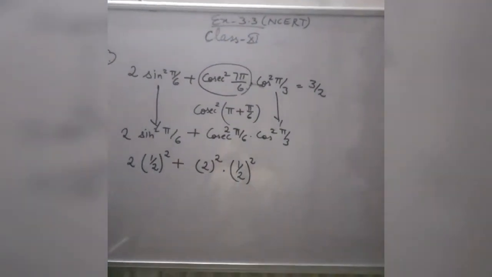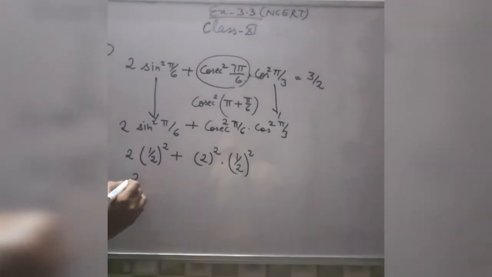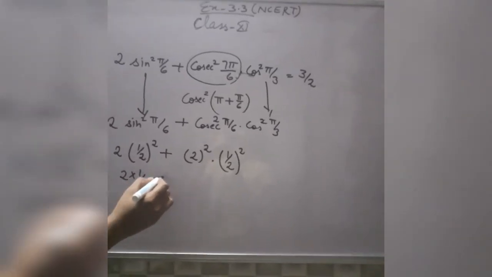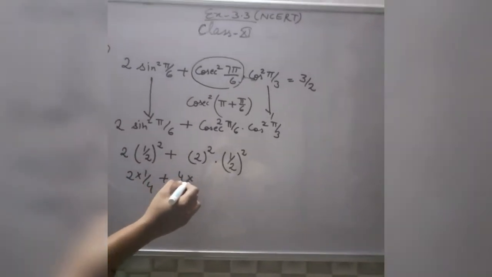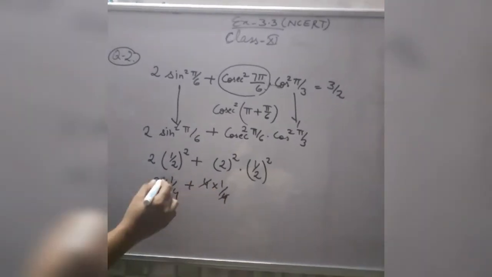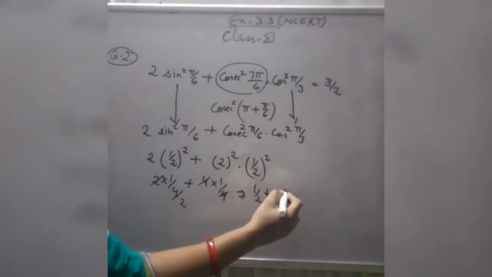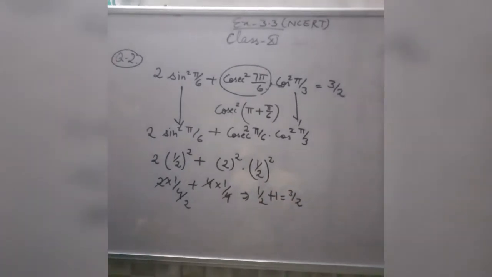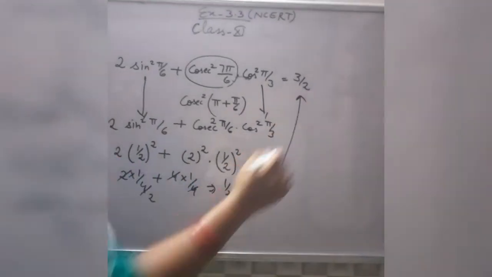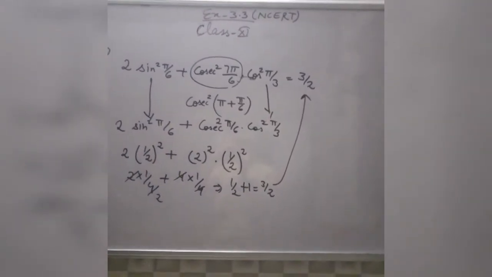Take square of half. Now 1 by 2 square becomes 2 into 1 by 4 plus 2 square, 4, into 1 by 4. This 4 is cancelled, this 2 is also cancelled. It becomes half plus 1, which is equal to 3 by 2, which is equal to right hand side of this sum. So hence this sum is also proved.